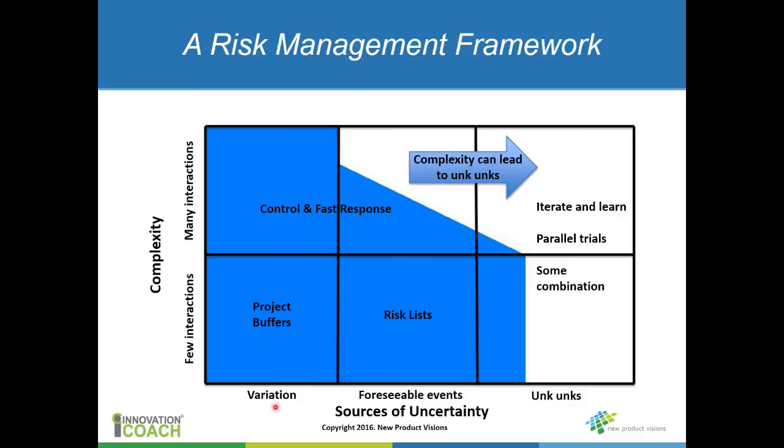Right, so we've got task variation, we've got foreseeable events, and we've got unforeseeable uncertainty, or what we call unknown unknowns. And then on the y-axis here is complexity, from low complexity systems to high complexity systems. So depending on where you are in this risk matrix will help you understand the types of tools that you're ultimately going to have to use for either that piece of the project or the project in total.